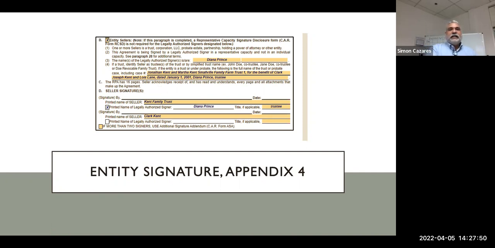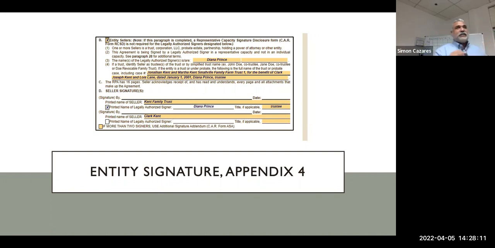So again, it gives you an illustration. If there is an entity, then the person that is authorized would be putting their name as the individual, and then whoever is part of that trust. And then the signatures, obviously, you still put the name of the trust, but you're going to sign your name on behalf of the trust.